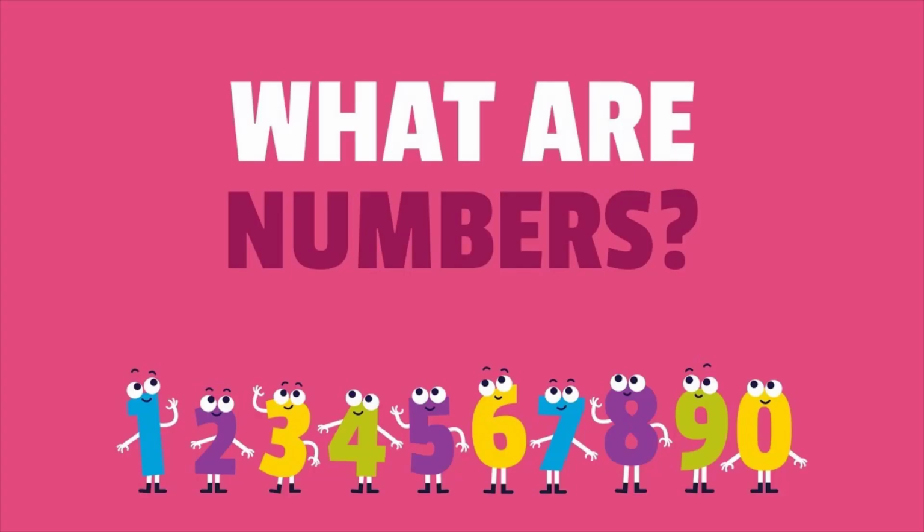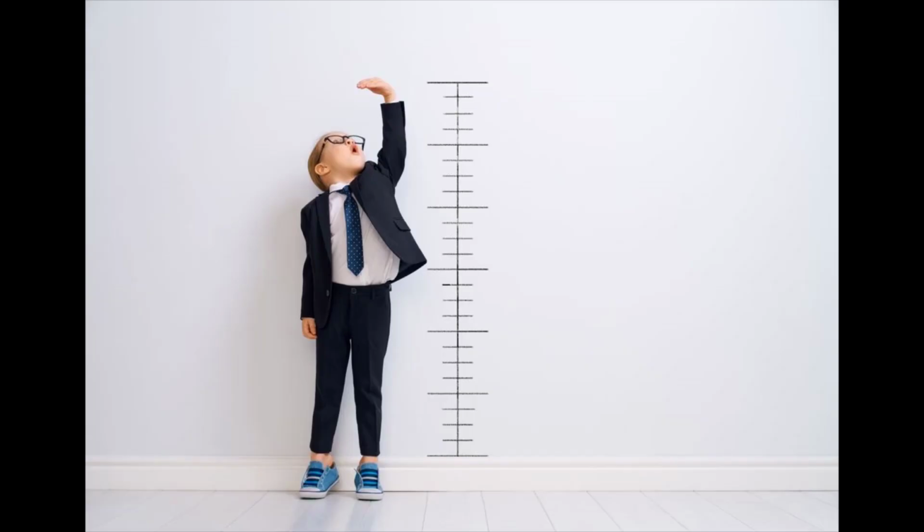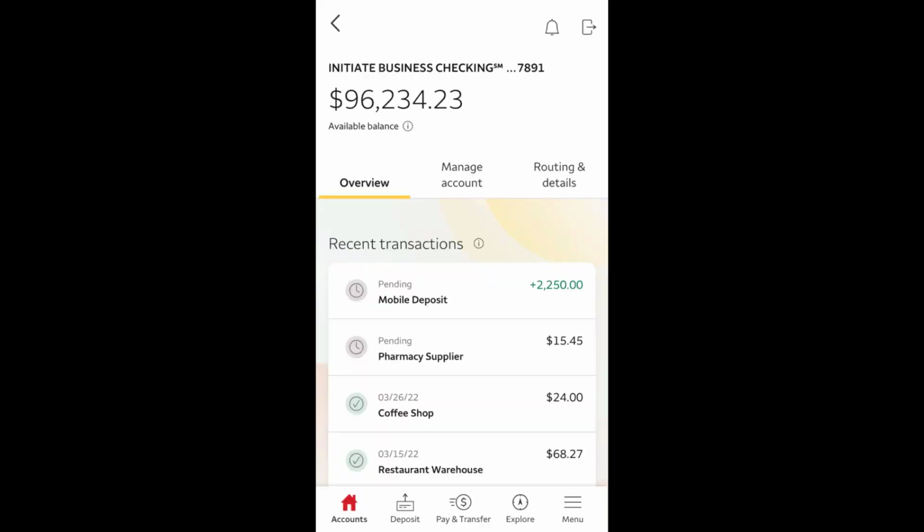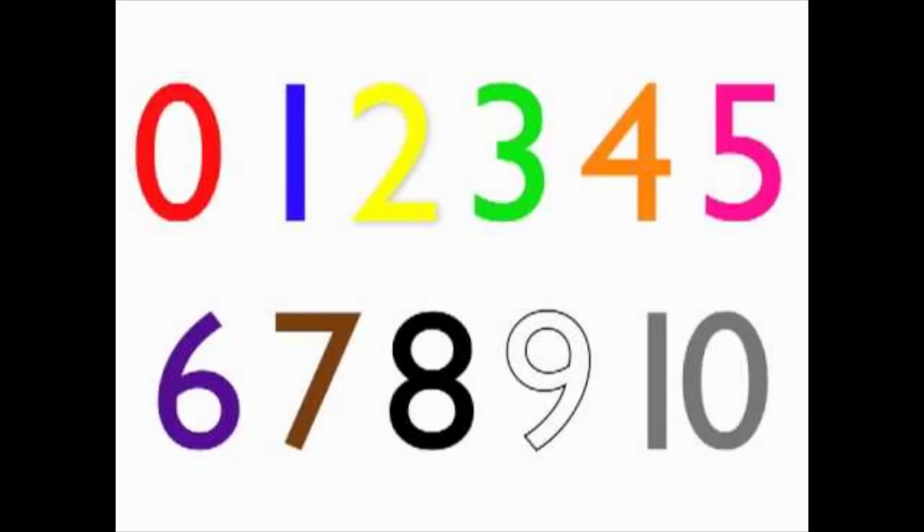So let's get started with numbers. Numbers are symbols that we use to measure things. How tall you are, how many times you've eaten today, and how much money you have are all things we track with numbers. The most basic form of using numbers is counting. So let's count to 10 real quick. 0, 1, 2, 3, 4, 5, 6, 7, 8, 9, 10.